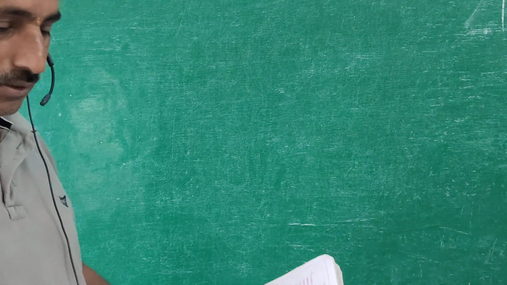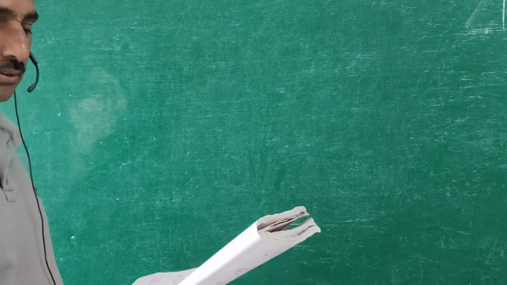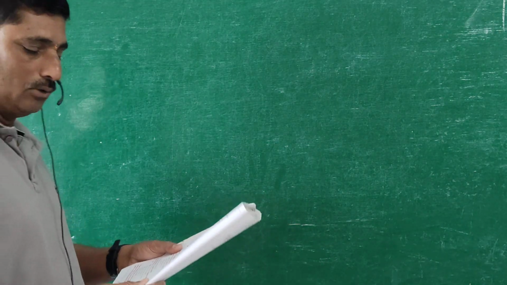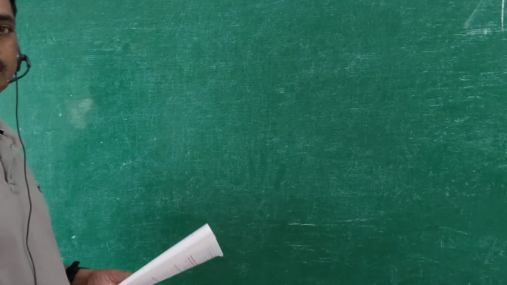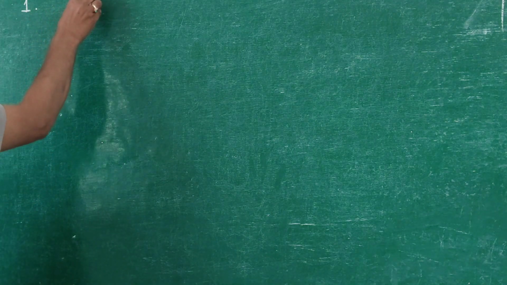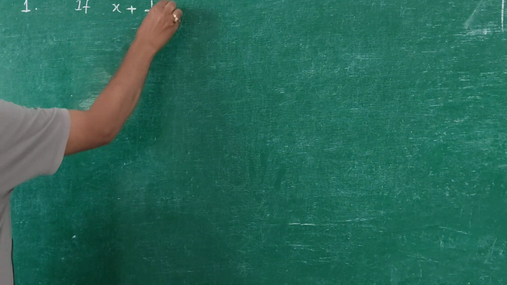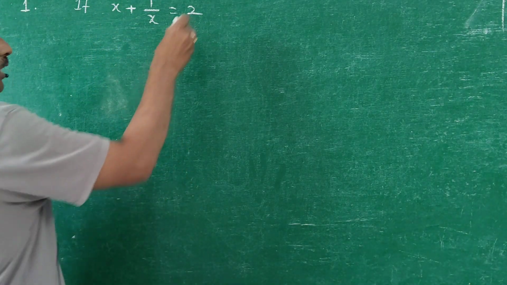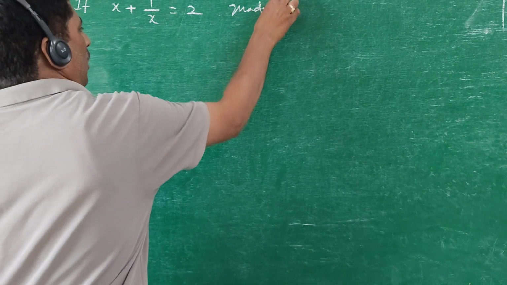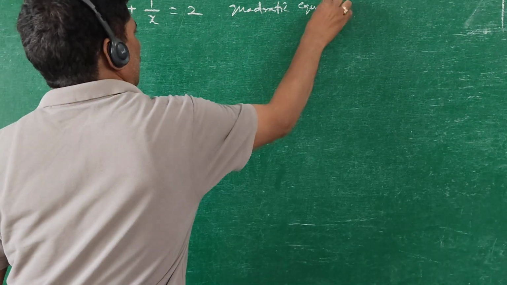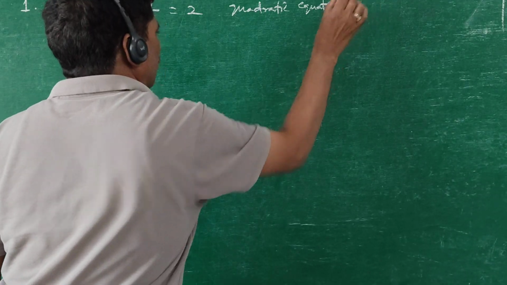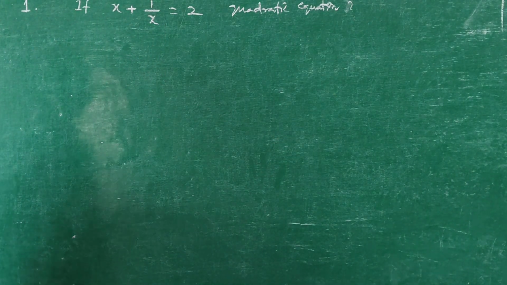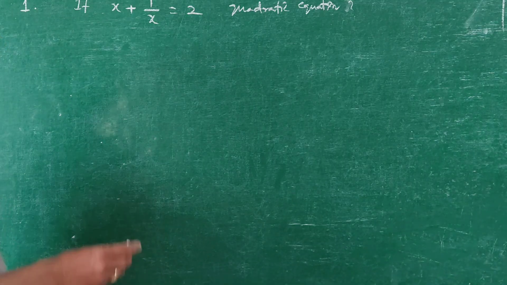In the previous video we learned the 1 mark questions, and now in this video we will explain the 2 marks questions of quadratic equations, 10th class. The first question is: is x plus 1 by x equals 2 a quadratic equation? We have to verify whether it is a quadratic equation or not. Without simplifying this equation, we can't say that.